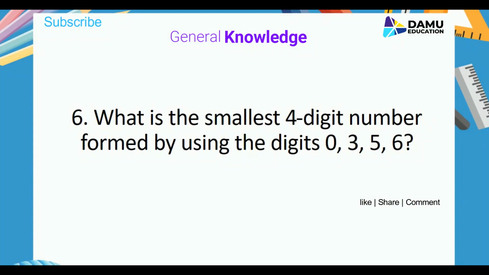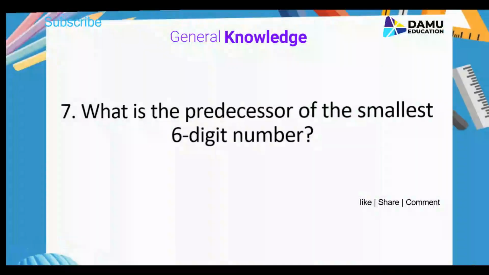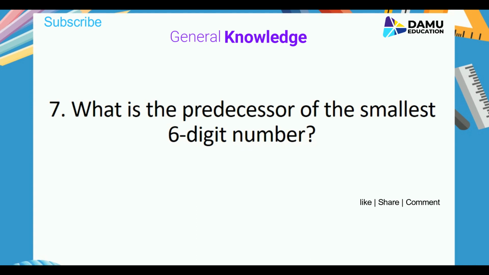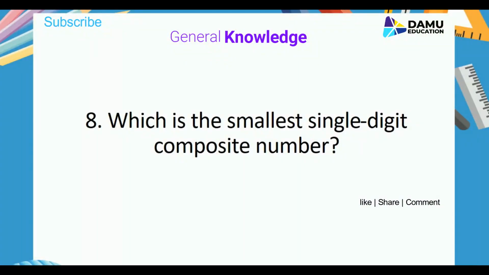What is the smallest 4-digit number formed by using the digits 0, 3, 5, 6? So start with least number other than 0, 3056. Answer is 3056. What is the predecessor of the smallest 6-digit number? Answer is 99,999. Predecessor means before that number. 1 lakh before, 99,999.